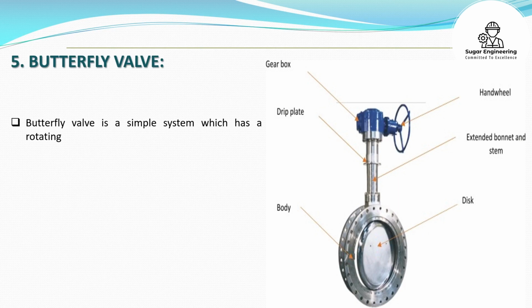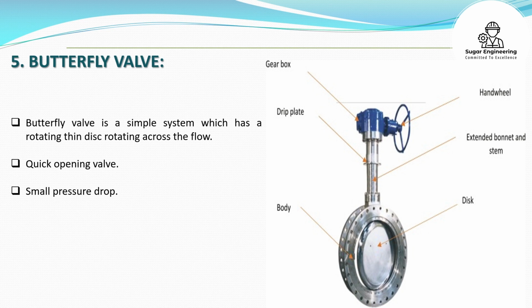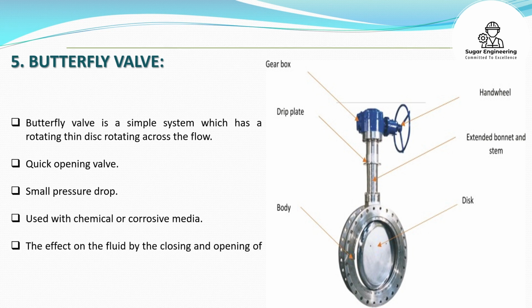Five, butterfly valve. Butterfly valve is a simple system which has a thin disc rotating across the flow. Quick opening valve. Small pressure drop. Used with chemical or corrosive media. The effect on the fluid by the closing and opening of the disc is shown.